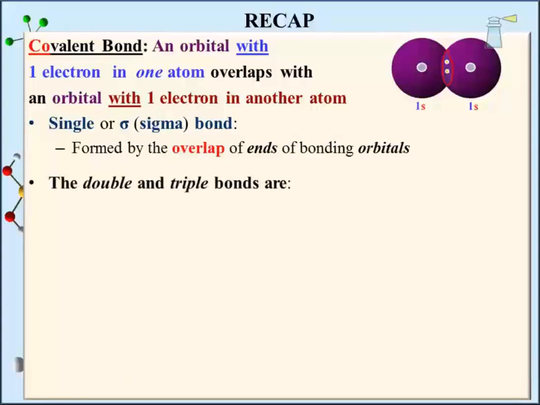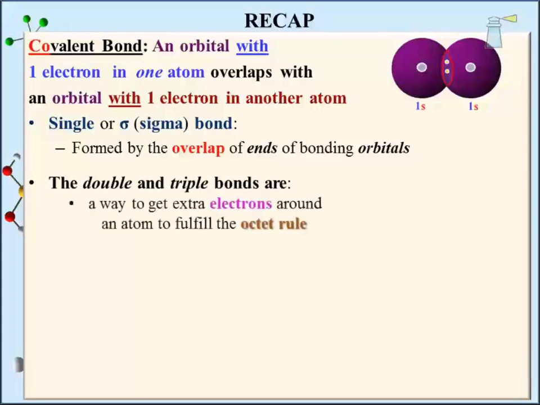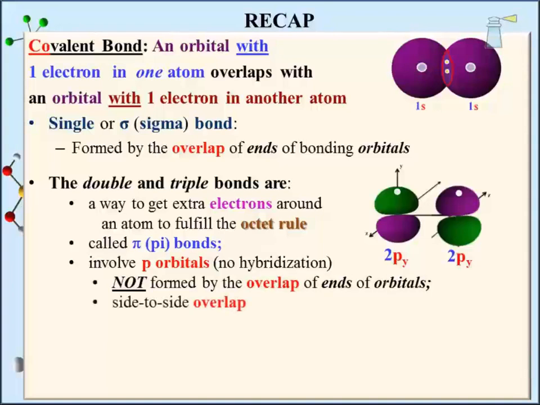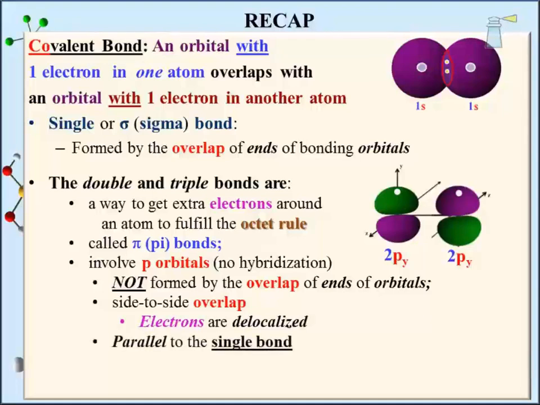Double and triple bonds are a way to get extra electrons in an atom to fulfill the octet rule, and are called pi bonds. They involve p orbitals. There is no hybridization. They are not formed by overlap of ends of orbitals. They are formed by side-to-side overlap, and by that we mean the electrons are delocalized and migrate back and forth between lobes of different orbitals. As such, double and triple bonds are parallel to the axis of the single bond. In a chemical formula, a multiple bond is drawn as lines, 2 parallel lines for the double bond, 3 parallel lines for the triple bond.